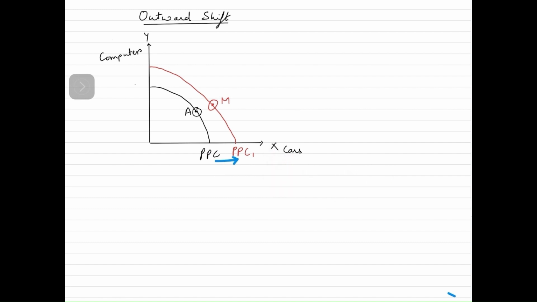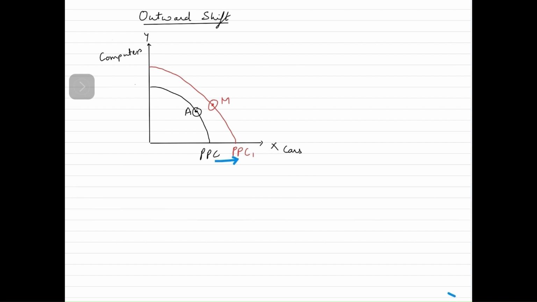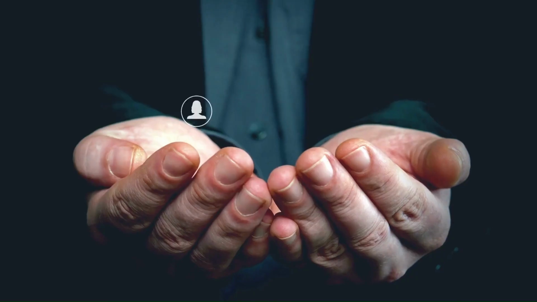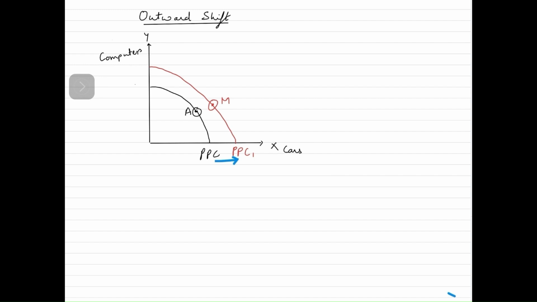What are the factors that could lead to this? More resources. So if the economy has more resources on its hands like labor, capital or land, it will be able to produce more goods and services. Say for example, all of a sudden the number of workers available in the economy has increased. In that scenario, it will be able to produce more goods and services, causing the PPC curve to shift outwards.